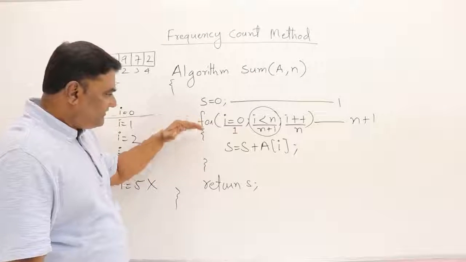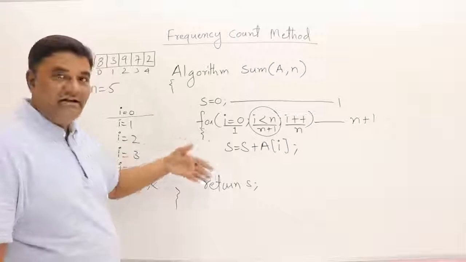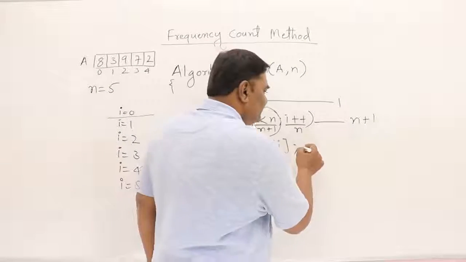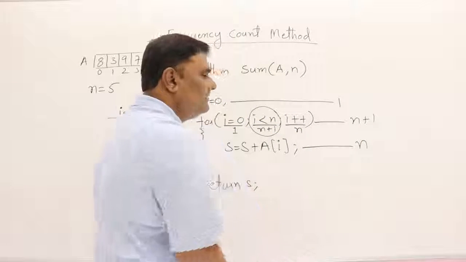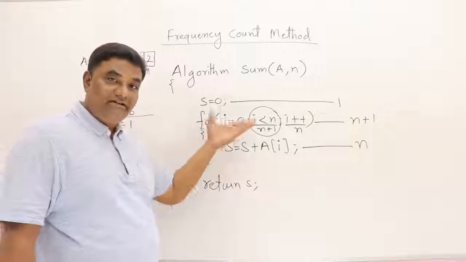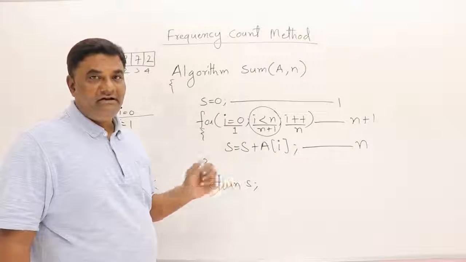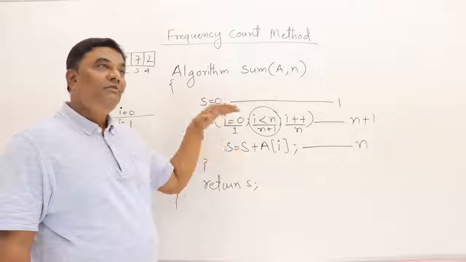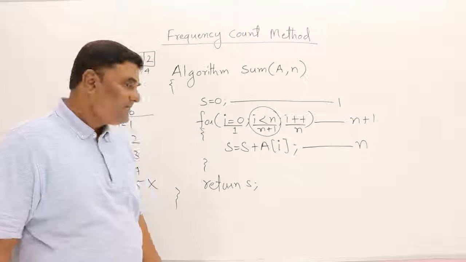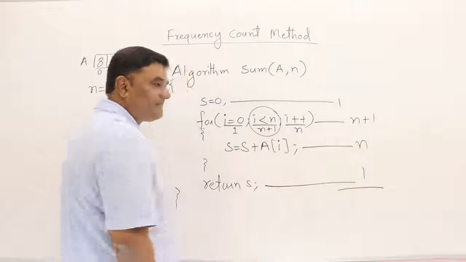Then, whatever the statement is inside this loop, as this is repeating for n times, this statement will also repeat for n times. So this is n times. So now we can understand that whatever is written in a loop, like this type of loop, the statement will execute for n times. And the loop itself, if you take, it will execute for n plus 1 times. Then the last statement will execute for 1 time.